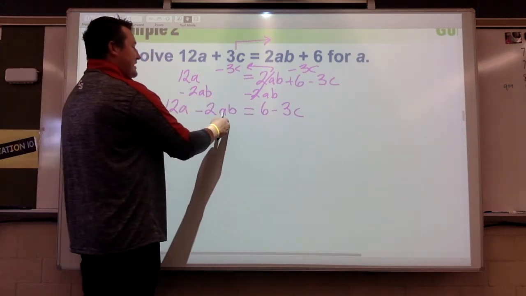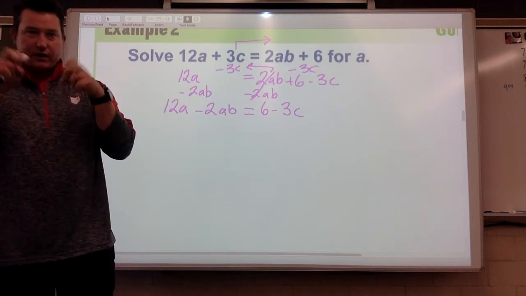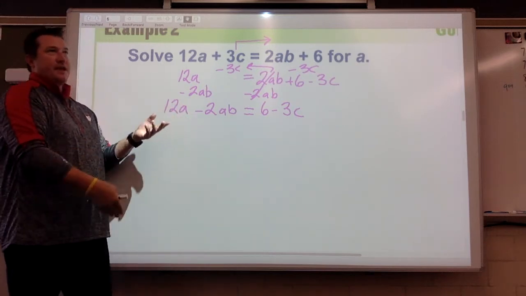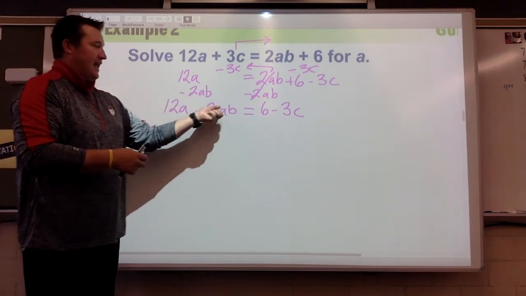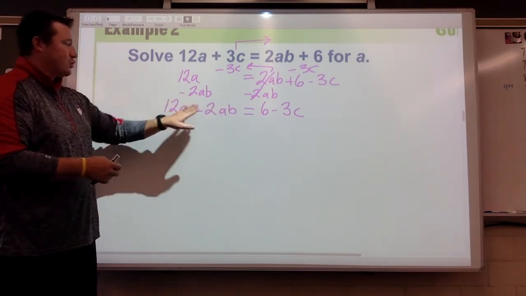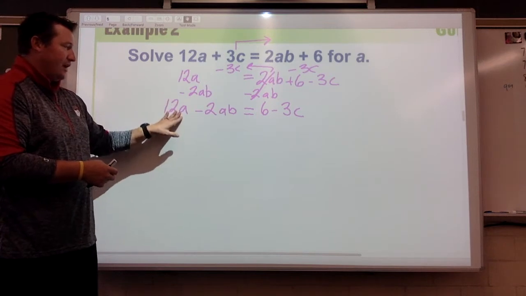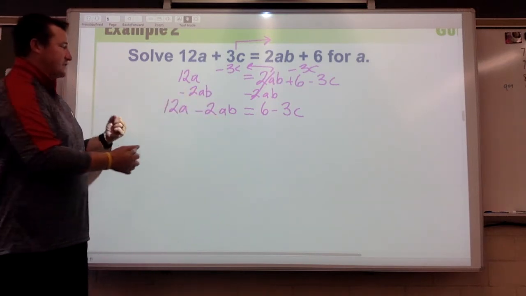All right, we've got to do that same thing we call factoring again. So it's like the opposite of the distributive property. I want to factor out an A from each one of these expressions, from 12A and from 2AB. I want to factor out an A.